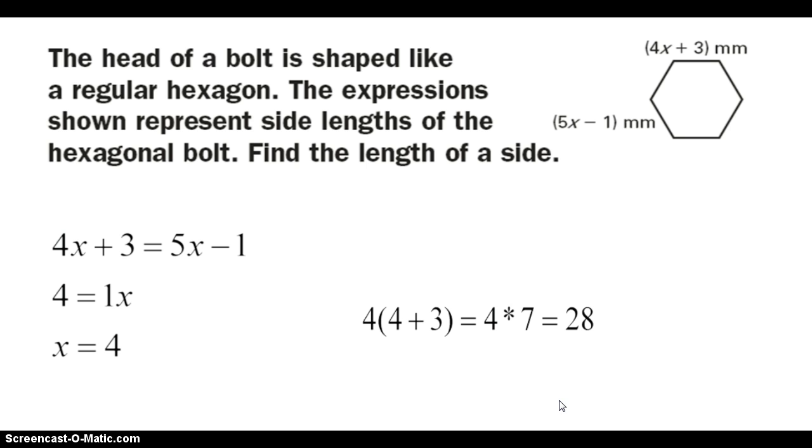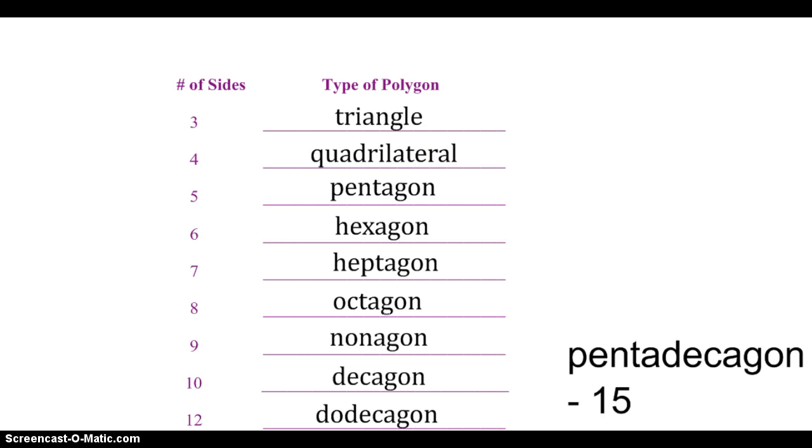Also, I've seen questions like this that ask for the perimeter. So you would find that each side's 28, and then you would take 28 times 1, 2, 3, 4, 5, 6 sides, since it's a hexagon. Okay, that's our video on polygons. Remember, the most important slide is you have to understand regular, what that means, and then second of all, you need to know the names of these polygons. Thank you.